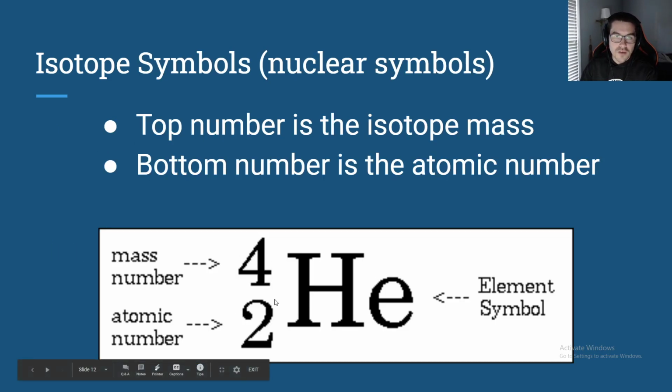And then sometimes, not always, but sometimes you'll see this number off to the bottom left. This bottom number is the atomic number. A lot of times this bottom number will not be included. Because it's helium, we can just look on the periodic table and see that helium is number 2. So a lot of times people don't include this atomic number, but you definitely need these 2 parts here, right? You have to know which element it is, and you have to know what the mass number is.